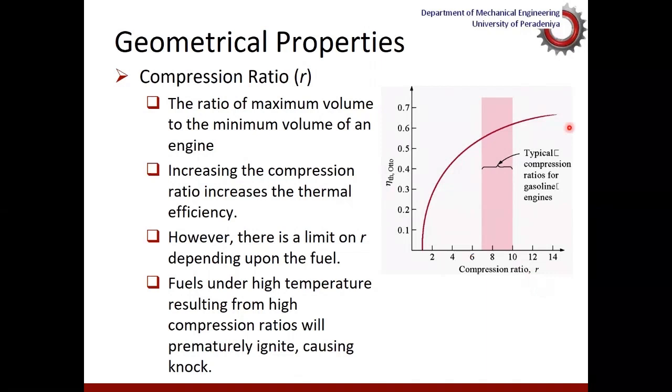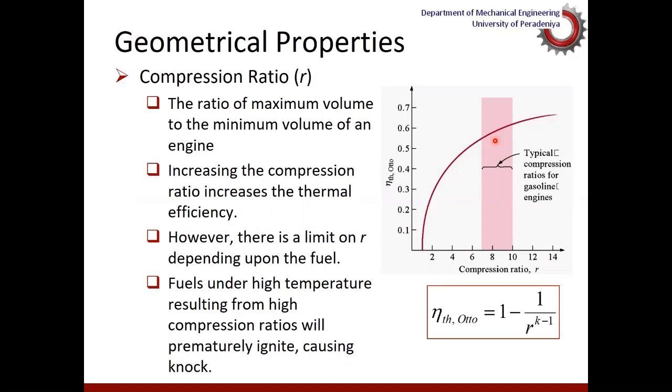So this curve is the compression ratio versus the Otto cycle efficiency, the thermal efficiency of the air standard Otto cycle, which is the ideal cycle. As you can see here, the thermal efficiency of an ideal cycle exponentially increases with the increase of compression ratio.